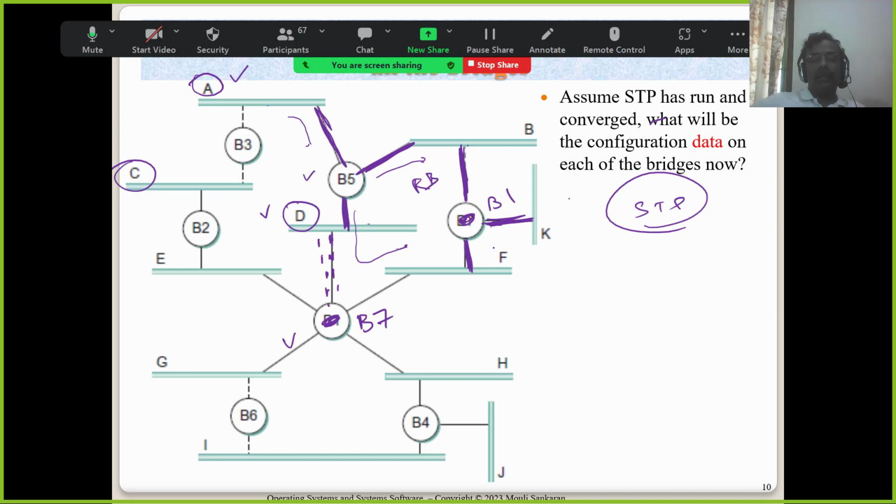Now F is taken care of, K is taken care of, B is taken care of, A is taken care of. Now let us look at C. How will C reach B1? Always everybody will try to see, or you have to think, how do I reach B1, the root bridge, with the shortest path? So B2, B7 is one path, B3, B5 is another path. Naturally both are equidistant, two hops, but B2 has the lower ID, so I will go this path. So I will choose this.